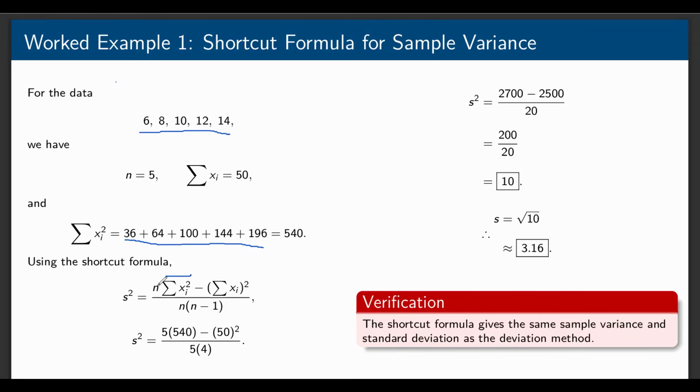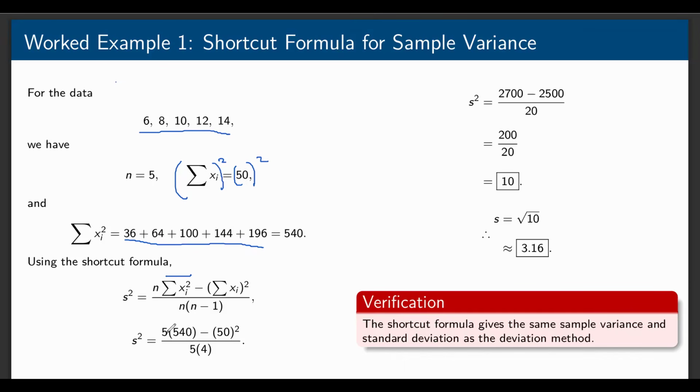n is equal to 5. Summation of x squared, we have 540. Then this is summation of x all squared. We've already found summation of x, so we want to square everything. That means we're going to do 50 squared. This is different from summation of the squares of the various numbers. So here we squared the entire summation of x, which is 50 squared.